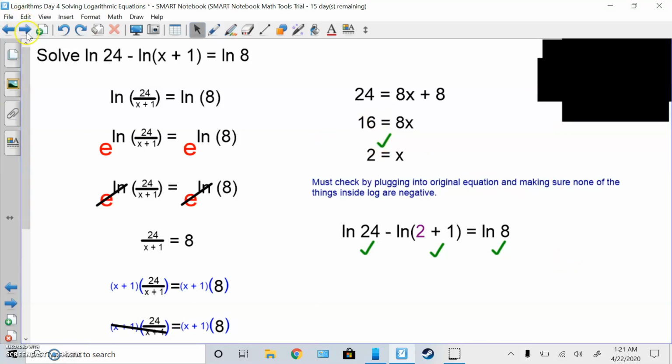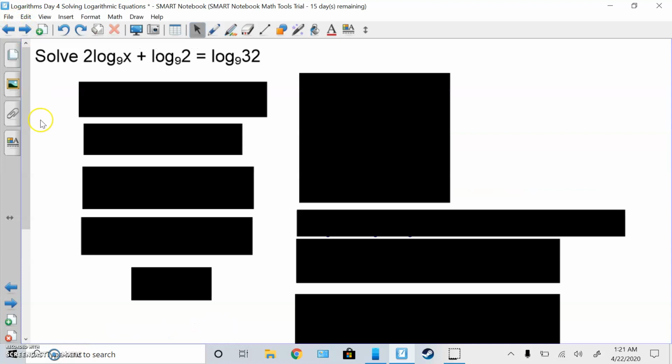All right, last problem. Solve 2 times log base 9 of x plus log base 9 of 2 equals log base 9 of 32. So again, too many terms. Now here's one thing. When you use the product or quotient property, so when you're adding or subtracting multiple logs, you can only combine them into a single log if there's no number in front. So this 2 is in the way. So here we actually use the other property, the power property, to bring this 2 back as an exponent.